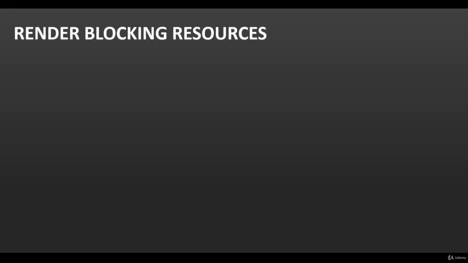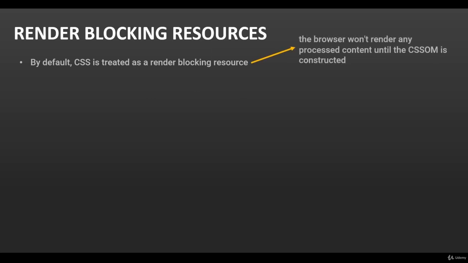Key to understanding how to improve your code and your site's performance is understanding render blocking resources. By default, CSS is treated as a render blocking resource. But what do I mean by render blocking? Very simplistically, it just means that the browser won't render, won't process any content until the CSSOM is constructed.